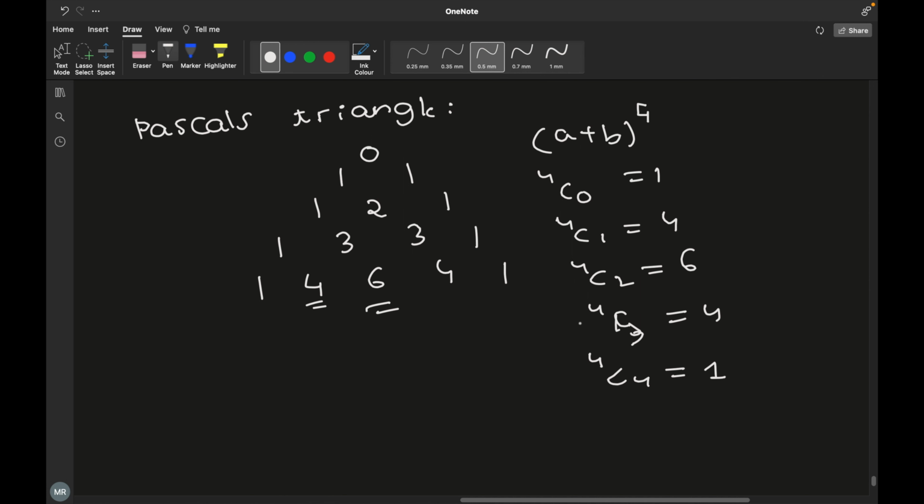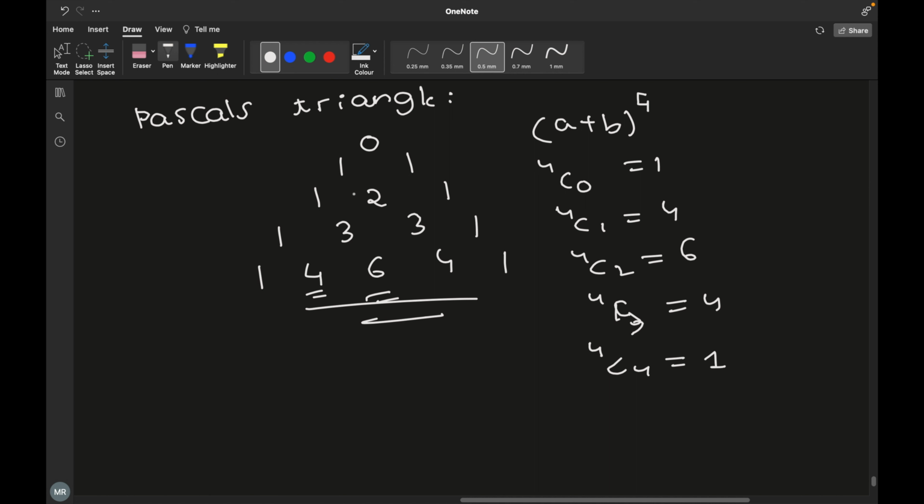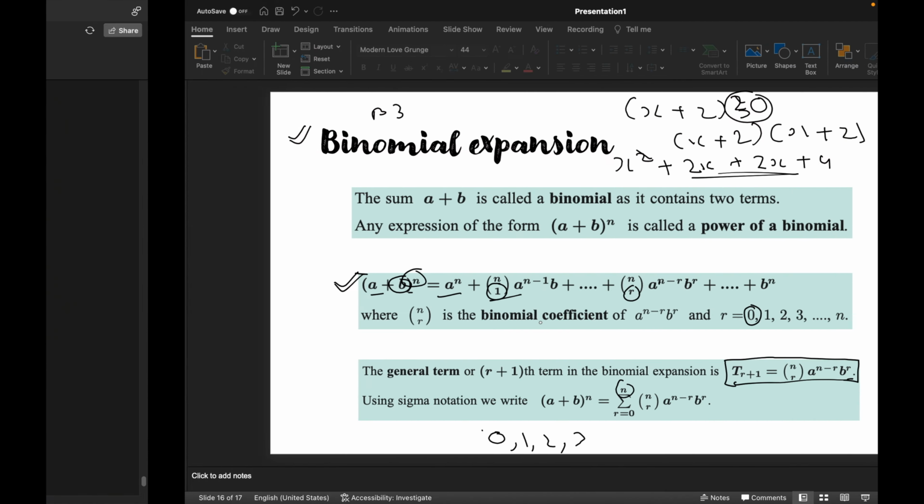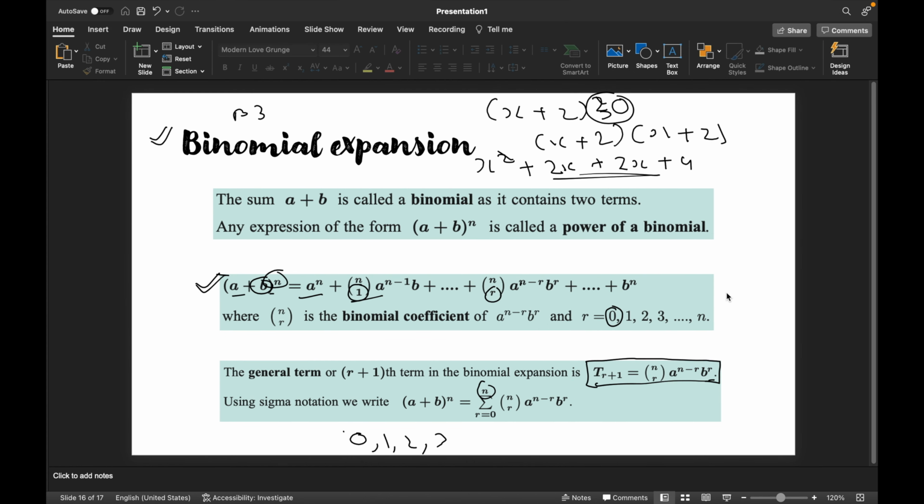You could either do this or this. And it keeps going on. It does not have an end. So this would be 10, 10, 5, 5, 1, 1. That's how you do it.